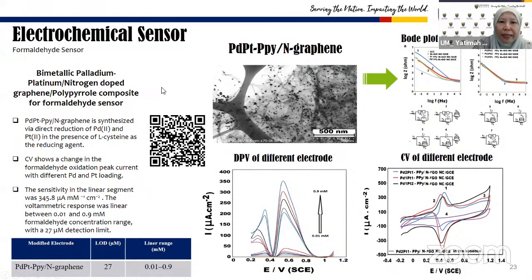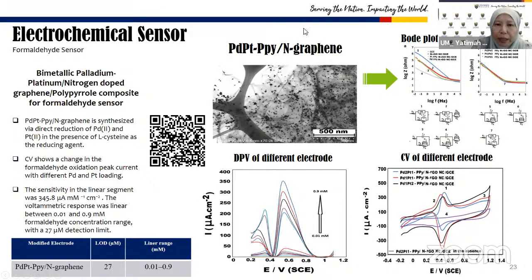They can detect formaldehyde, but in this case, we are using bimetallic palladium platinum, nitrogen doped graphene, on top of the polypyrrole composite for a formaldehyde sensor. So this is how it looks in terms of morphology. And then you can study this to look into the conductivity. You also can use EIS. And then you can also look into different concentrations of the formaldehyde sensors. Okay. And then from here, you can measure the LOD.